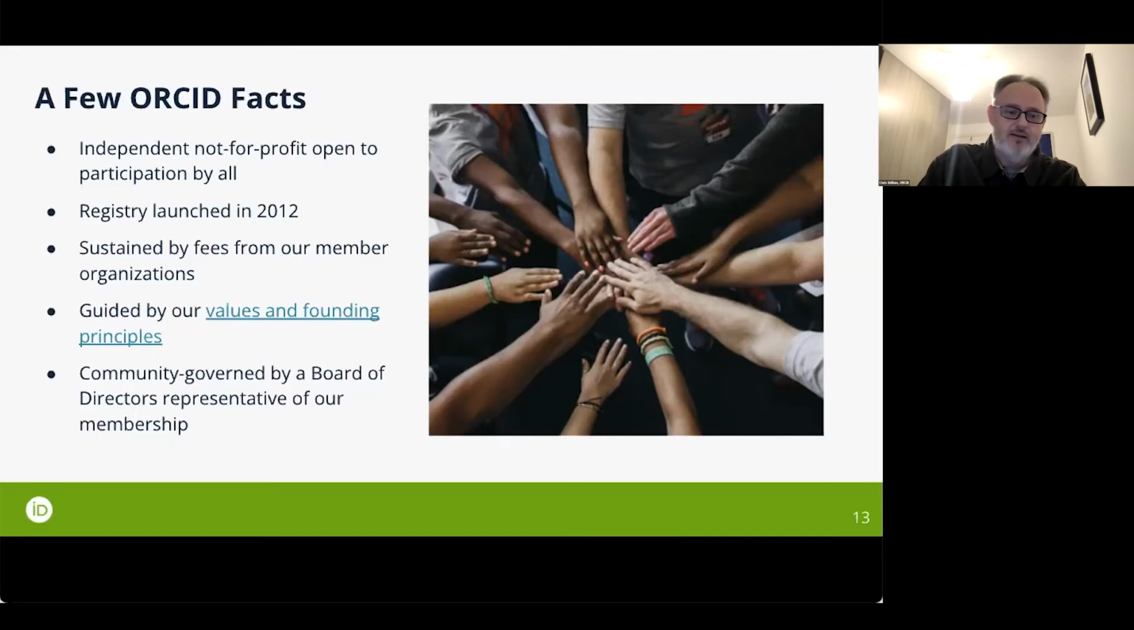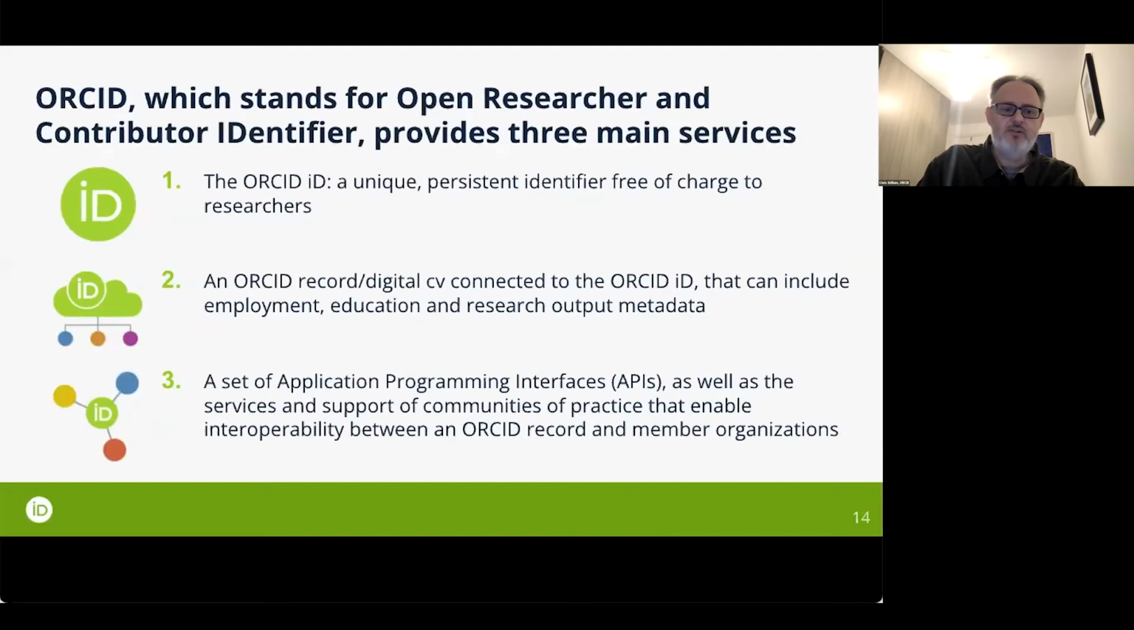We're guided by a set of both values and principles that our first board, way back 10 years ago, established, which are very important, I think, in building and maintaining the trust of the broad scholarly community. And we are governed by a board of directors elected from our membership. As Laurie mentioned, she joined our board this year in the election from last year. So next slide. So we essentially do three things.